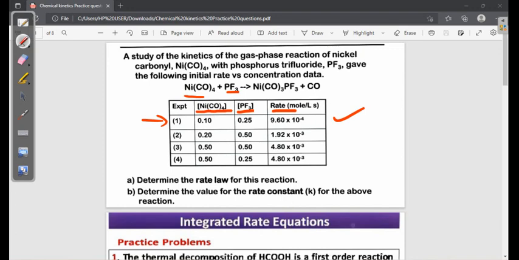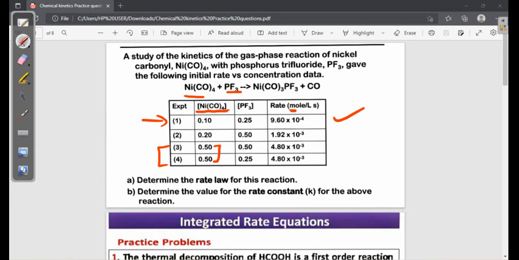In experiment 1, we've been given the concentrations of the two reactants, and then we've also been given the rate. Now if you try to observe what was happening: from experiment 1 up to the third one, we've noticed that there was an increase in the concentration of the reactant. And then they maintained the concentration in the third and the fourth reaction.